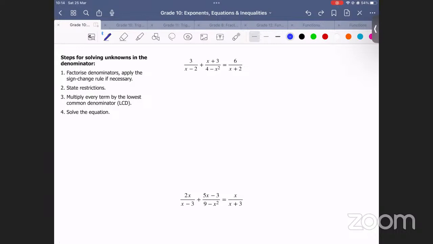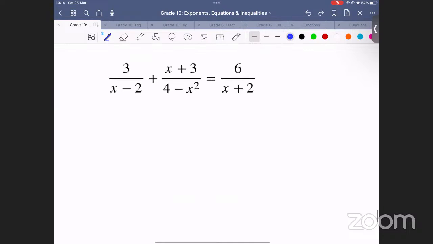Okay, so basically we have a really complex fraction with linear and quadratic terms. So highest power 1 and highest power 2 in our denominators. Our denominators are x minus 2, 4 minus x squared, and x plus 2. Again, a complex fraction where we are adding fractions, we have unknowns and it's an equation. So we need to basically solve for x.